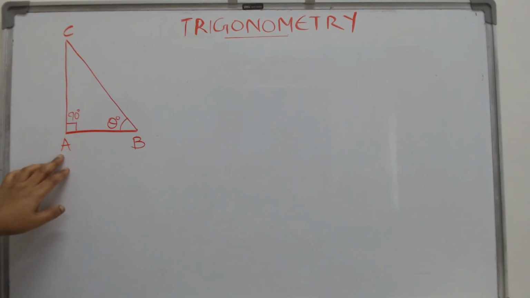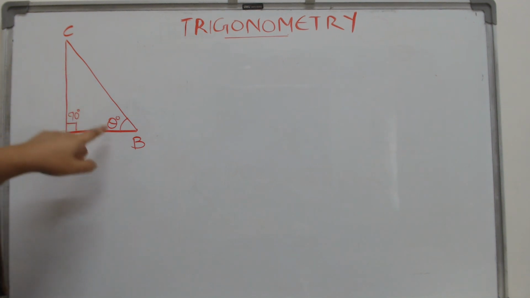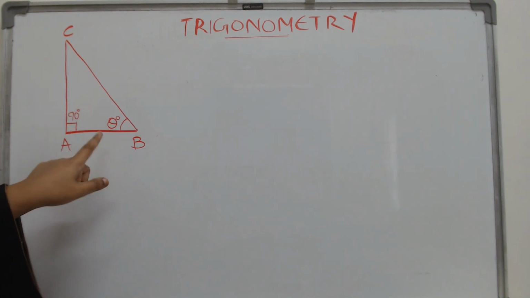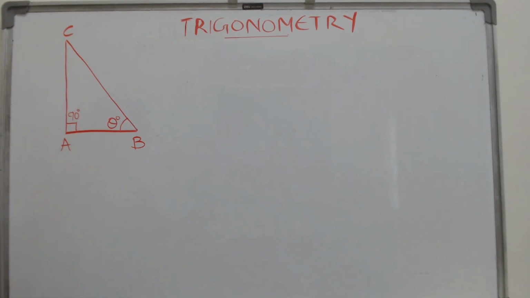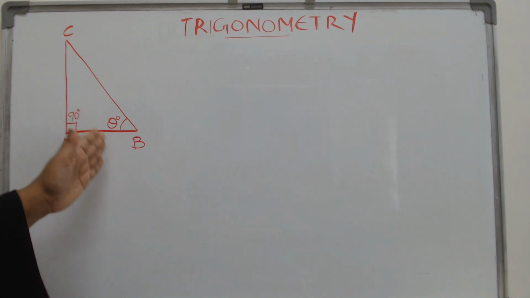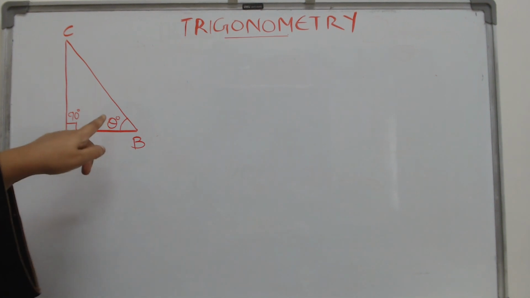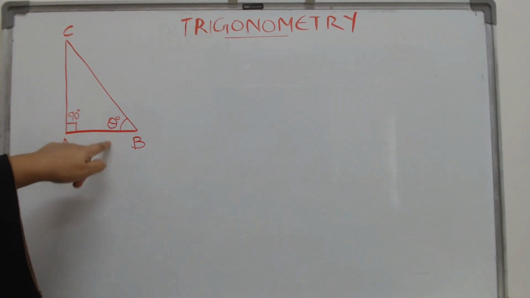It is right angled at A. Now from any of the other two angles, randomly choose one. I have taken this and I have named it theta. Theta is just a Greek alphabet, just like you have alphabets in English. In Greek you have alpha, beta, gamma, delta. Theta is just one of them. I have named it theta. Now all our measurements from here onwards will be with reference to this particular angle.